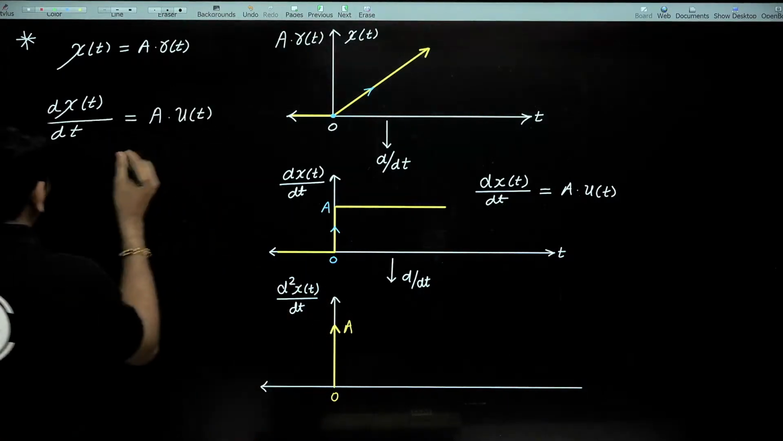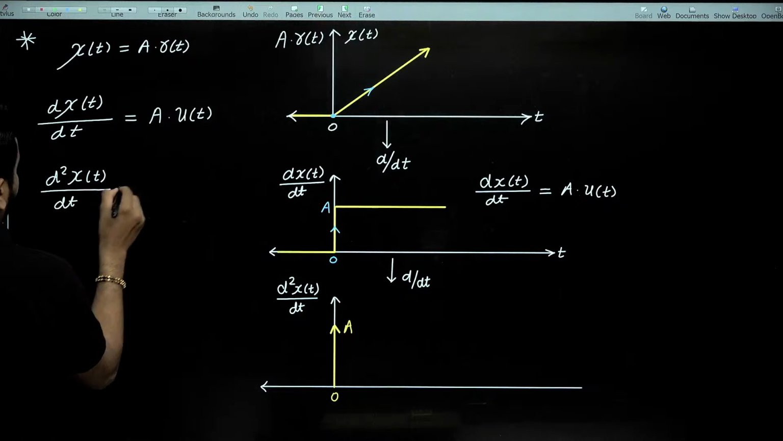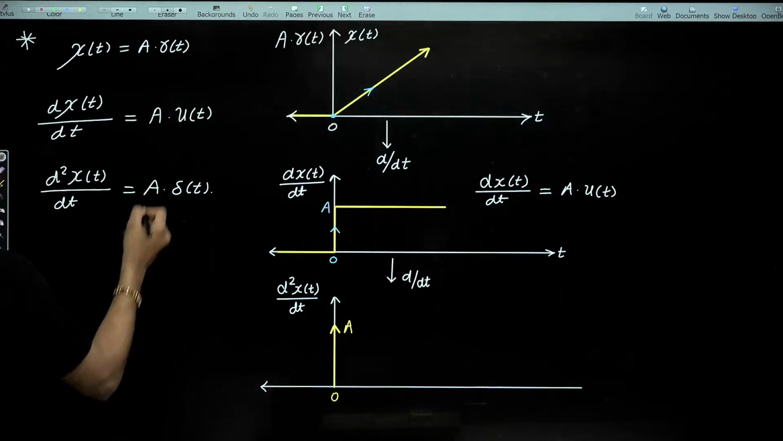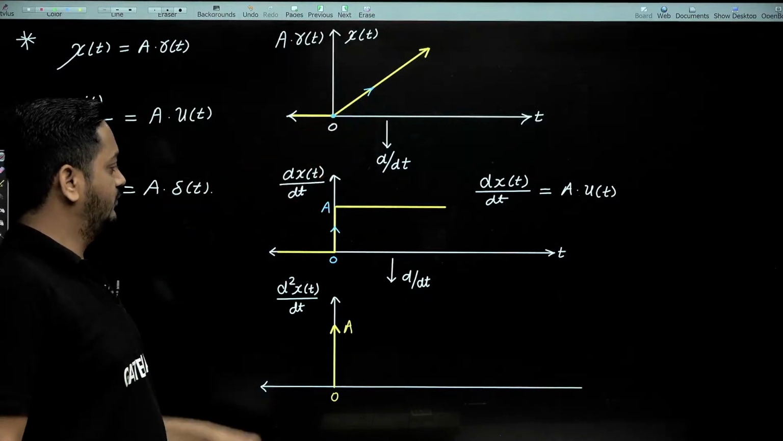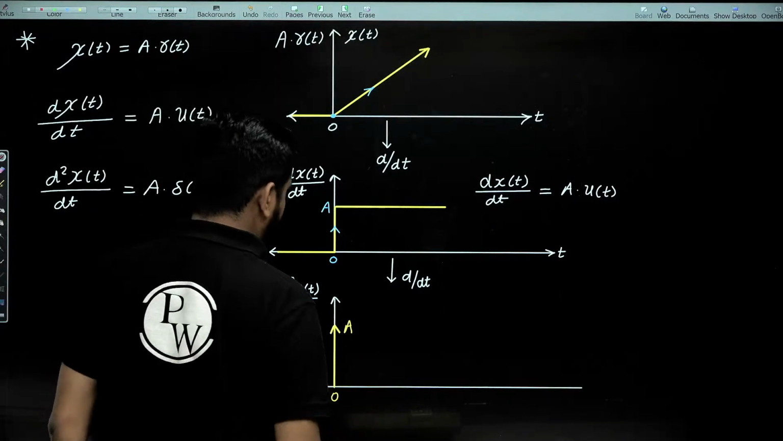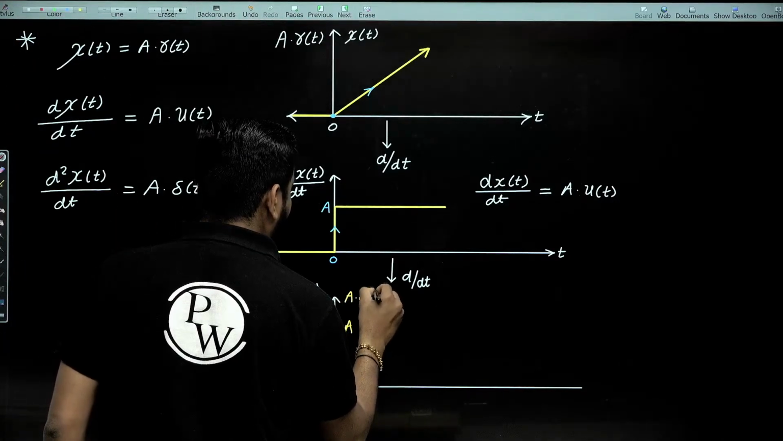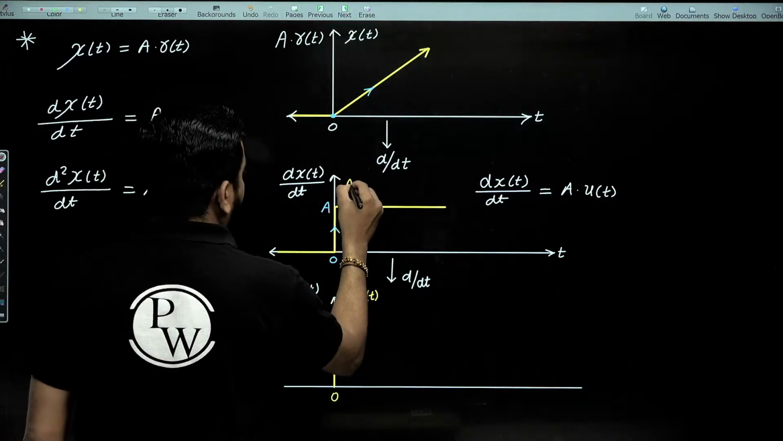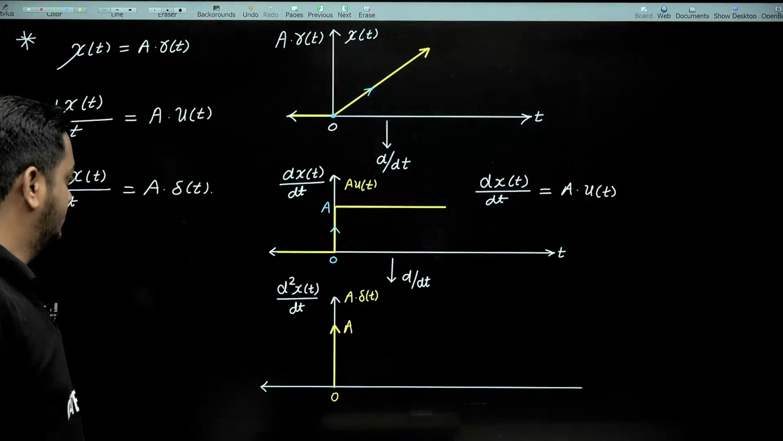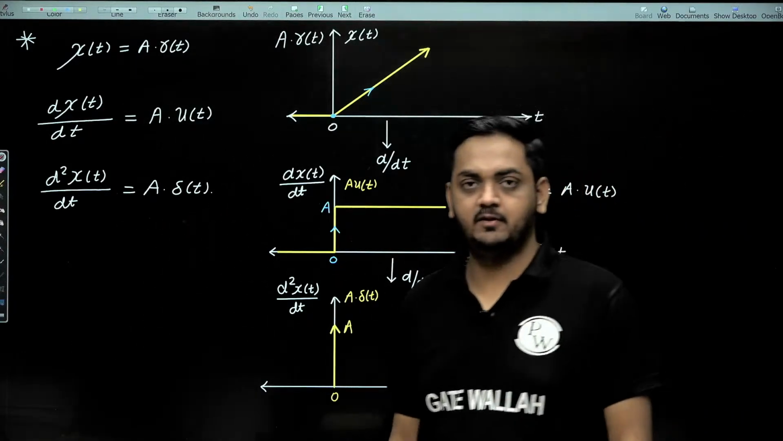So the further differentiation of x of t is nothing but a into del t. Here a is a slope, here a is amplitude, and here a is area, the area of the impulse function, guys. This is nothing but a del t, a u of t, and a r of t. Got it? Fine. So this is a very important observation, guys. Clear to each and everyone?